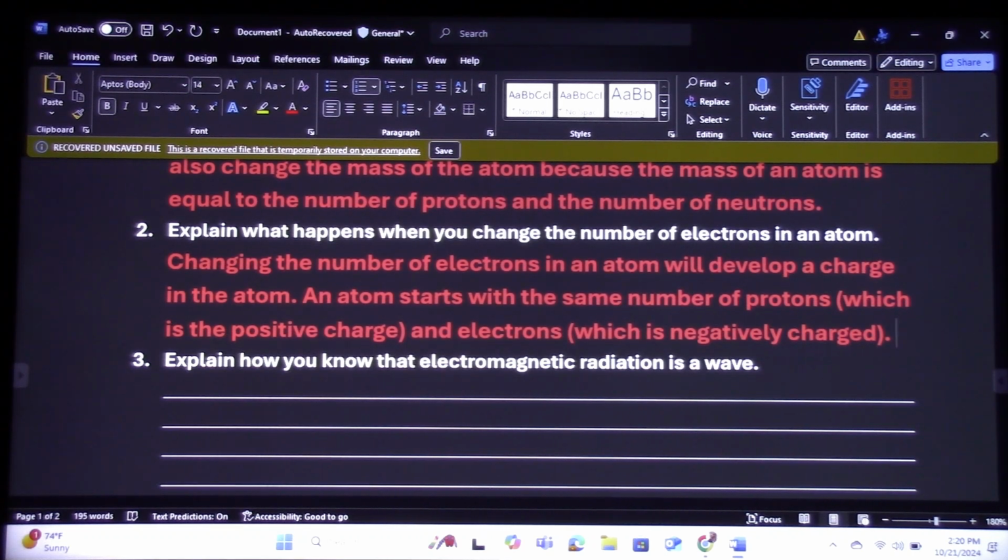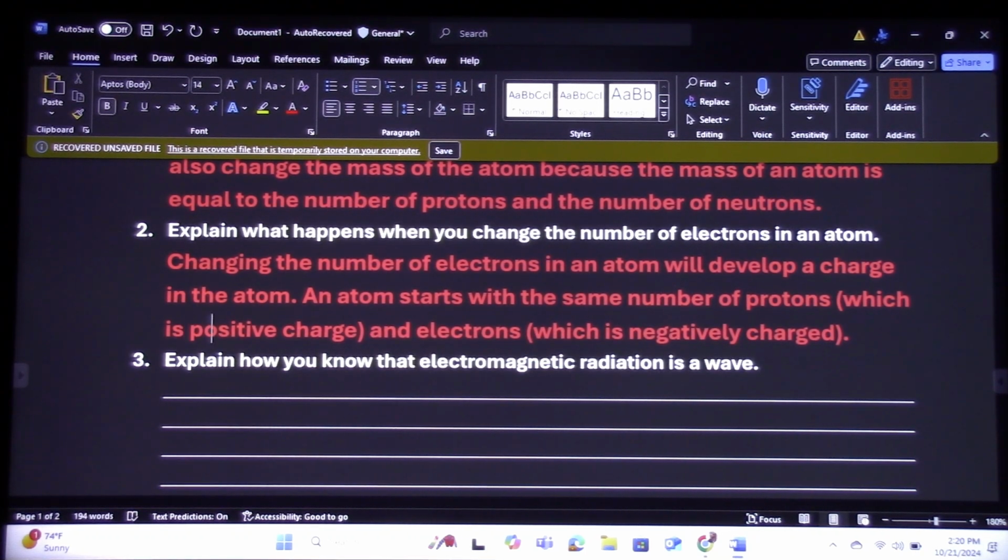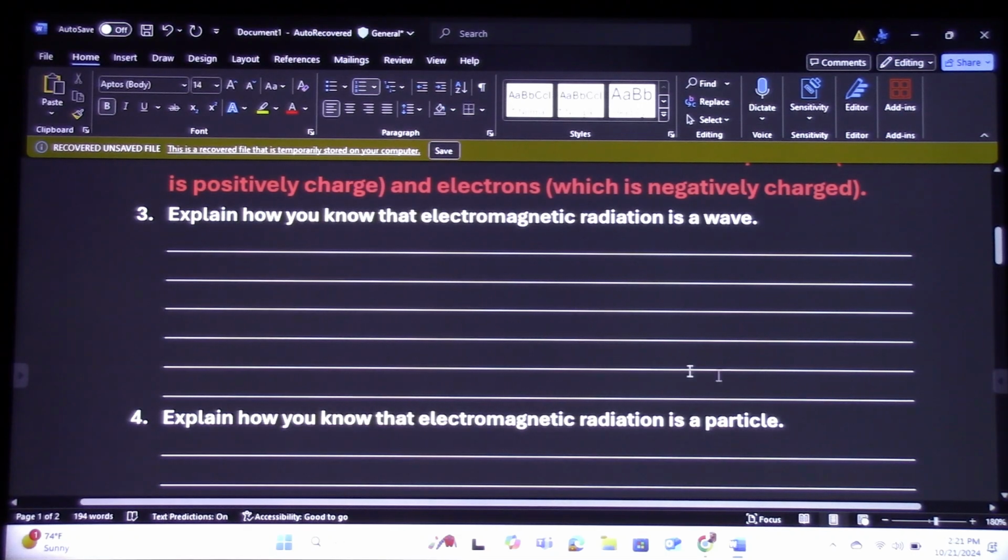I'd be happy with that, because changing the number of electrons in an atom will develop a charge in the atom. An atom starts with the same number of protons, which is positively charged, and electrons, which is negatively charged. So gaining or losing negative charges is going to affect the charge. Alright? Not too bad.